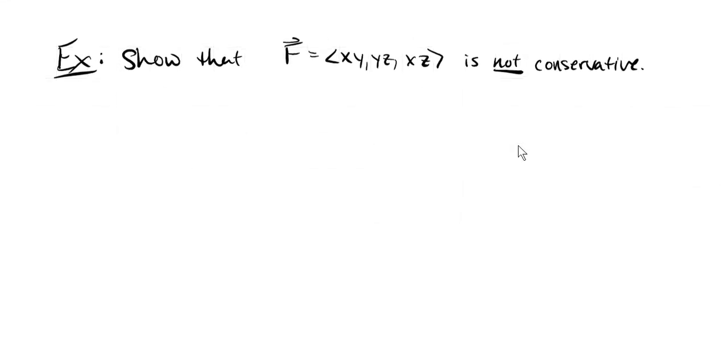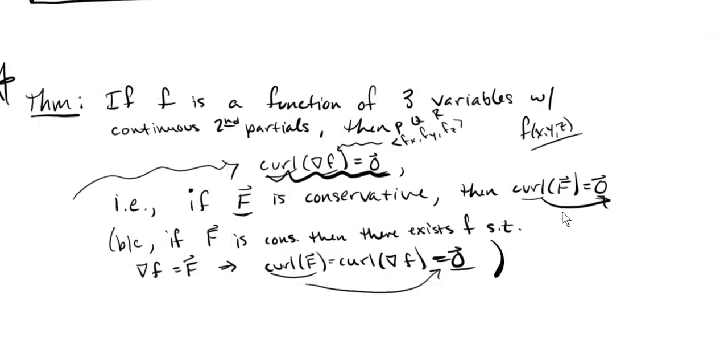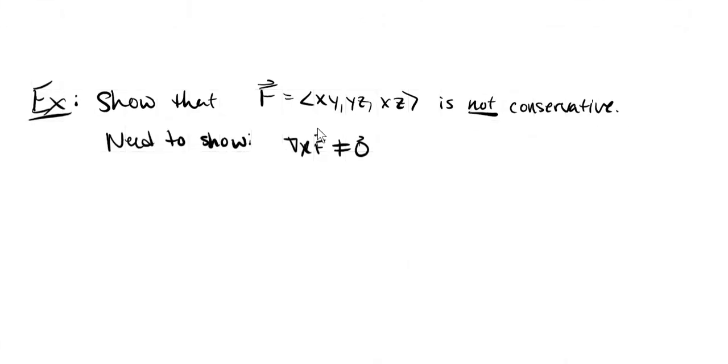So let's use that fact to show that this field is not conservative. Well, all we need to show is that the curl of this thing, the curl of f, is not identically zero, right? If that doesn't always equal the zero vector, then, up here we're saying if it is conservative, then the curl will equal zero. If it doesn't equal zero, it must not have been conservative. So we just show that the curl's not zero, it can't be conservative.